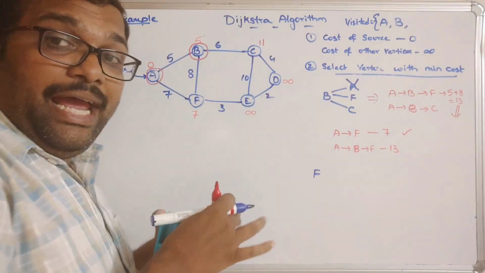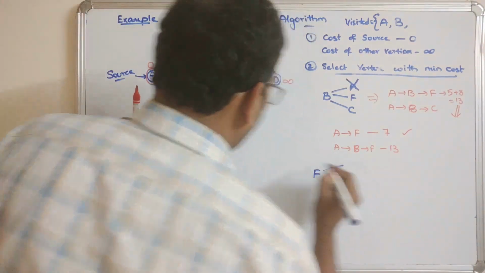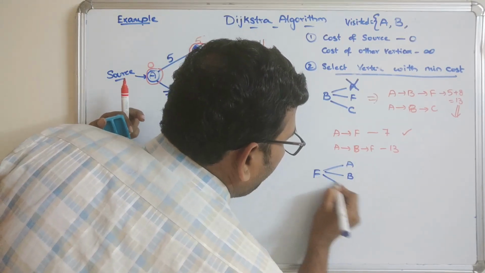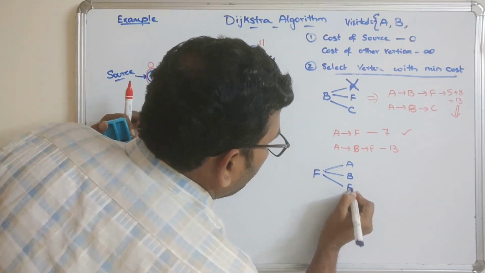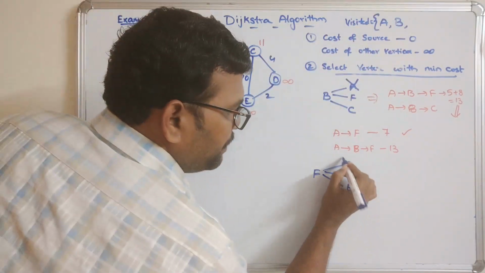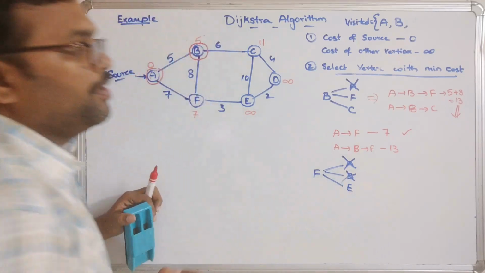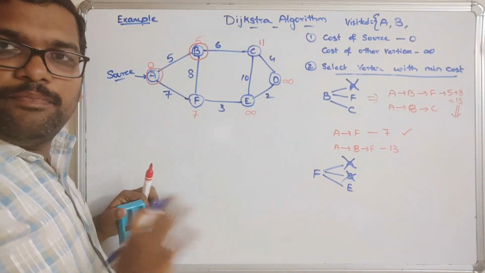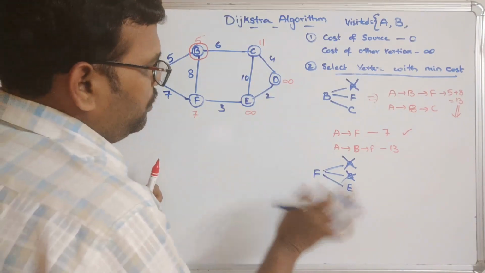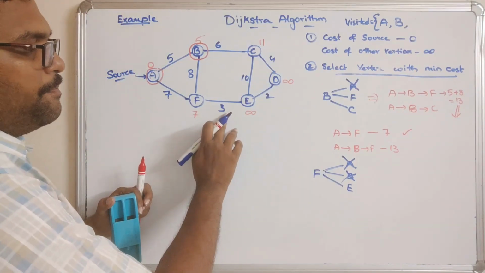And now find out the adjacent neighbors of F. F, A, B, E. And you can see A and B are in the visited, so simply you can ignore. We need not revisit those particular vertices. Only there is a path from F to E. So the cost is 3.